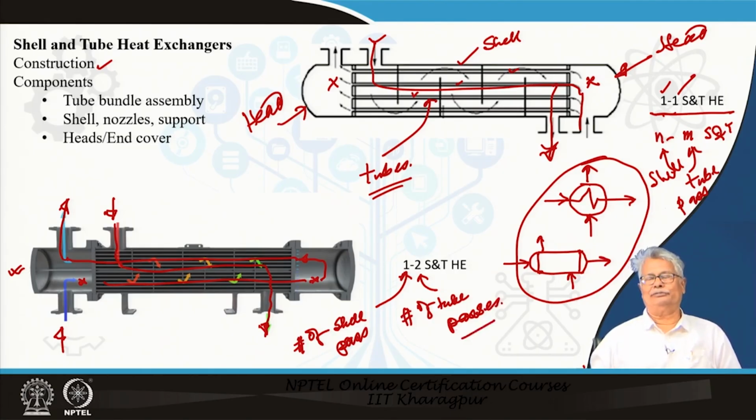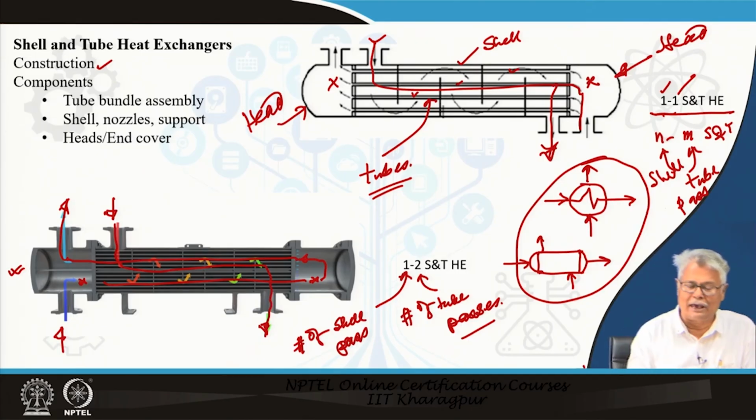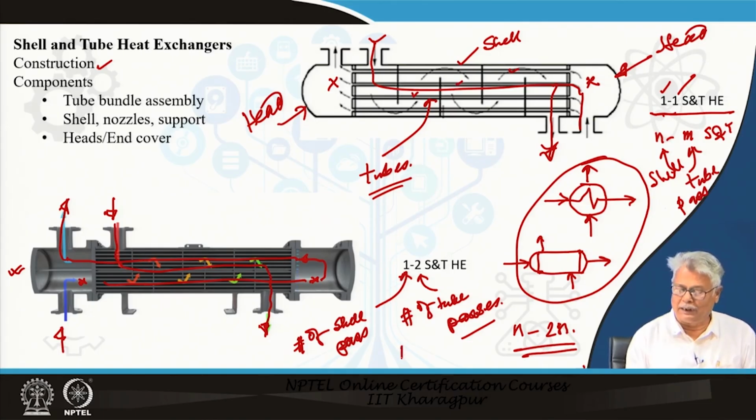I believe by this time you have understood and you can appreciate what the options of construction are. You can have more than one shell pass, you can have more than one tube pass, and very common is to have N shell passes and 2N tube passes as the combination. You will also see that it is possible to have 1-3 shell and tube exchangers. That means, a single shell pass and 3 tube passes. It is permitted by TEMA, which we have mentioned in one of the earlier classes, but it is not very common because of the construction complications.